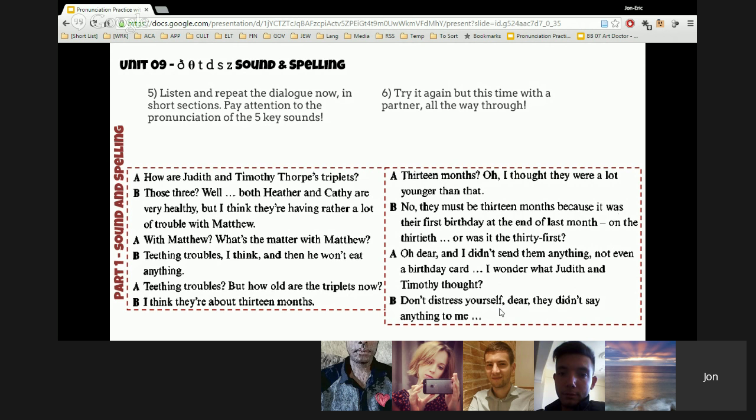Months. Month. Last one is s. Th. Not th. There's no tongue on your teeth. S. That's better. Because you were putting your tongue on your teeth and going th at the end. But at the end it's s, like sun. So it's those three sounds together. Mun, th, tongue on teeth, s, no tongue on teeth.